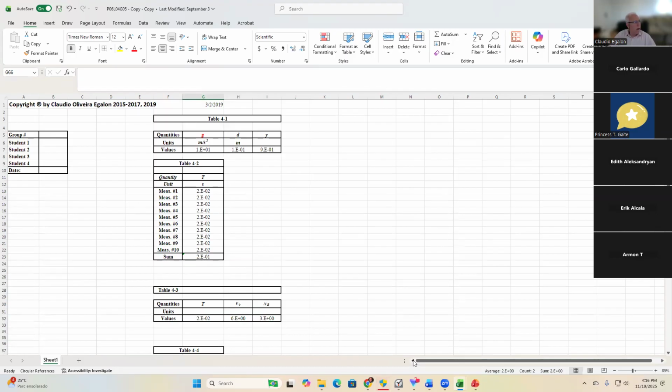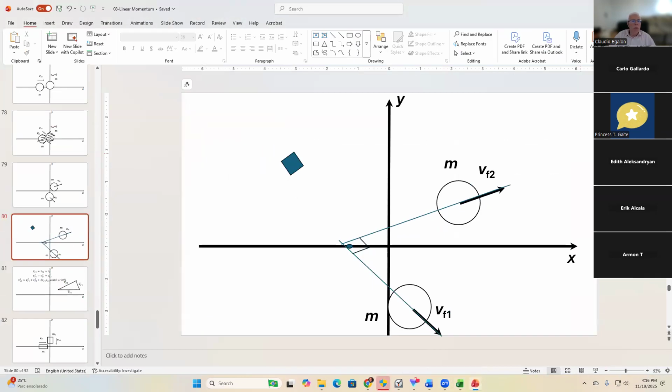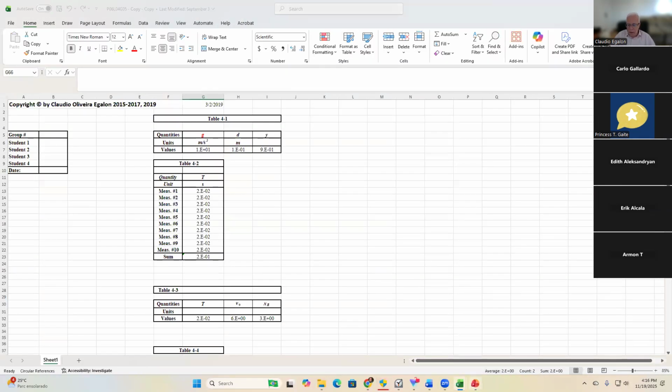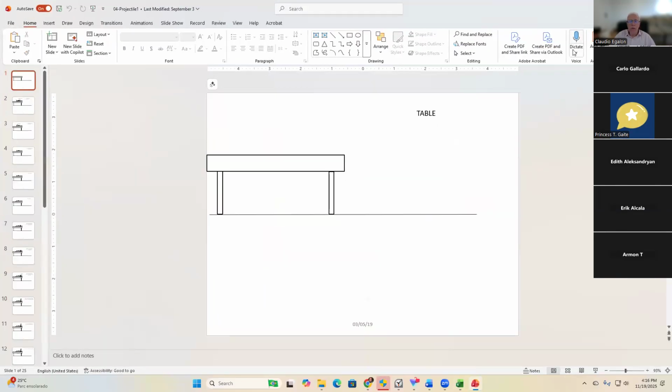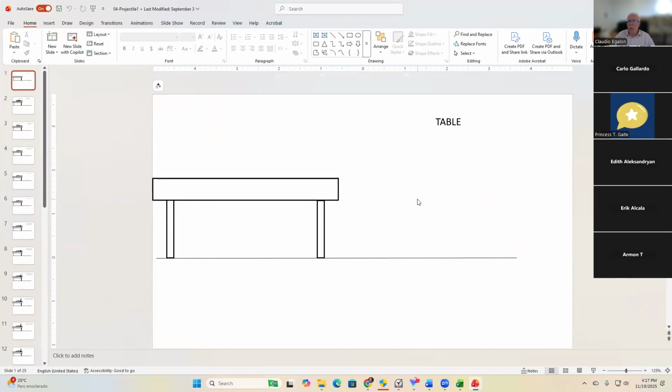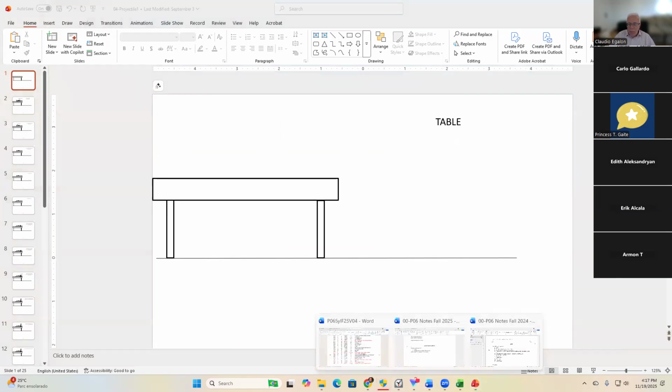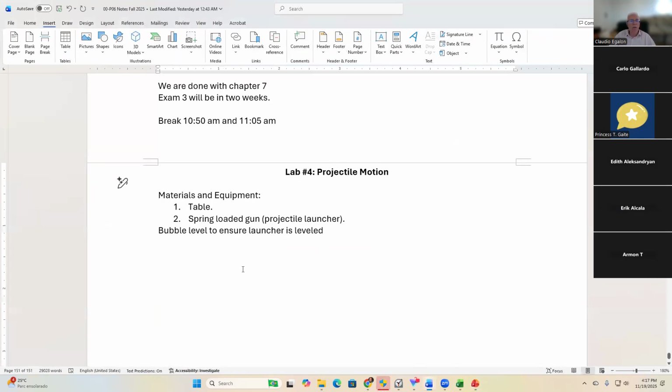And how this experiment is performed, right? I will start with a table. And we have a table there in our classrooms. So we start with the list of equipment that's being used in this lab. Here we go, table. And then we also have a spring-loaded gun.